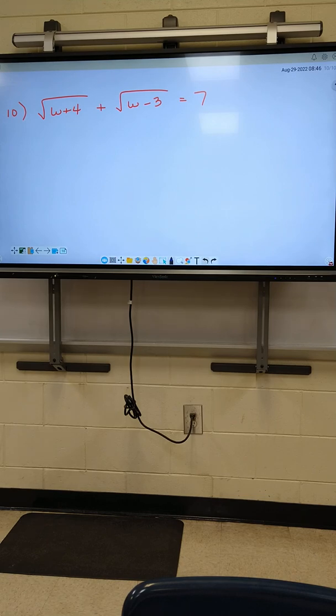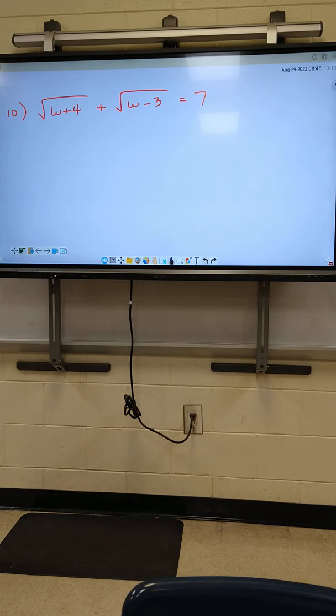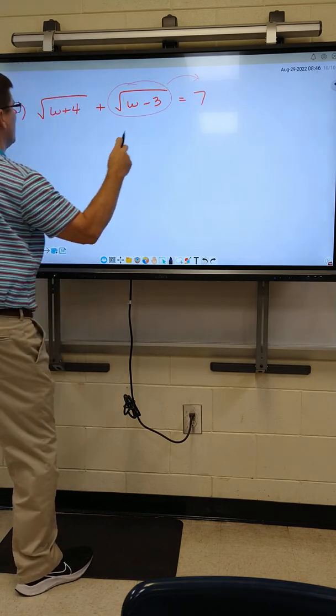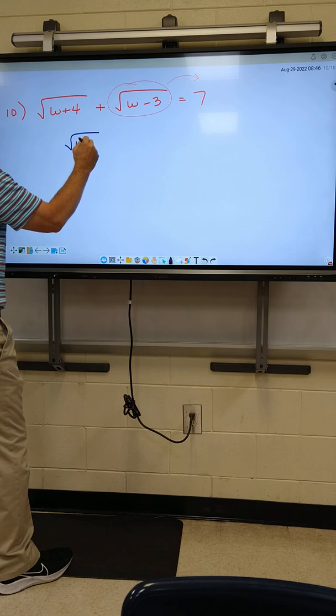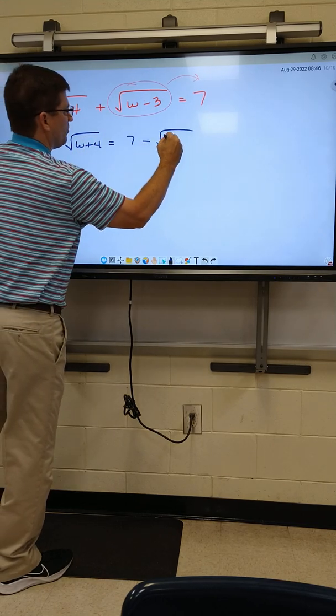All right, so what is different about number 10? Well, it's got 2 square root signs in the problem, but didn't we have one already that had 2 square root signs? Yeah, number 6. How was number 6 set up compared to number 10? Well, number 6 had one of the square roots on the left side of the equal sign and one on the right. So we've got to do the same thing on this one. So how I want you to start this problem off, we're going to take this, we're going to move it over here. So that's going to be square root of w plus 4 on the left, and on the right it'll be 7 minus the square root of w minus 3.